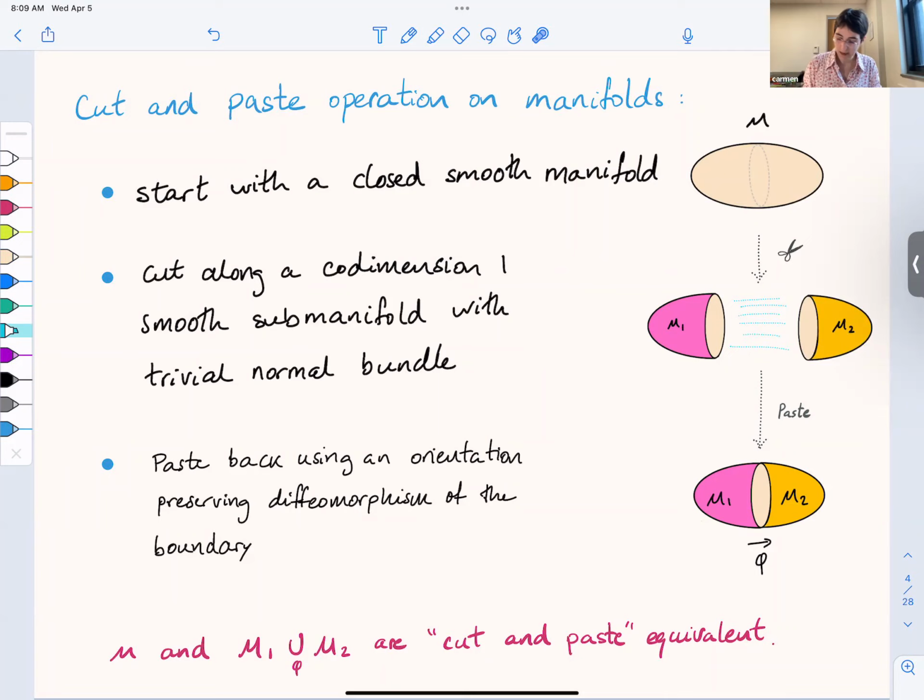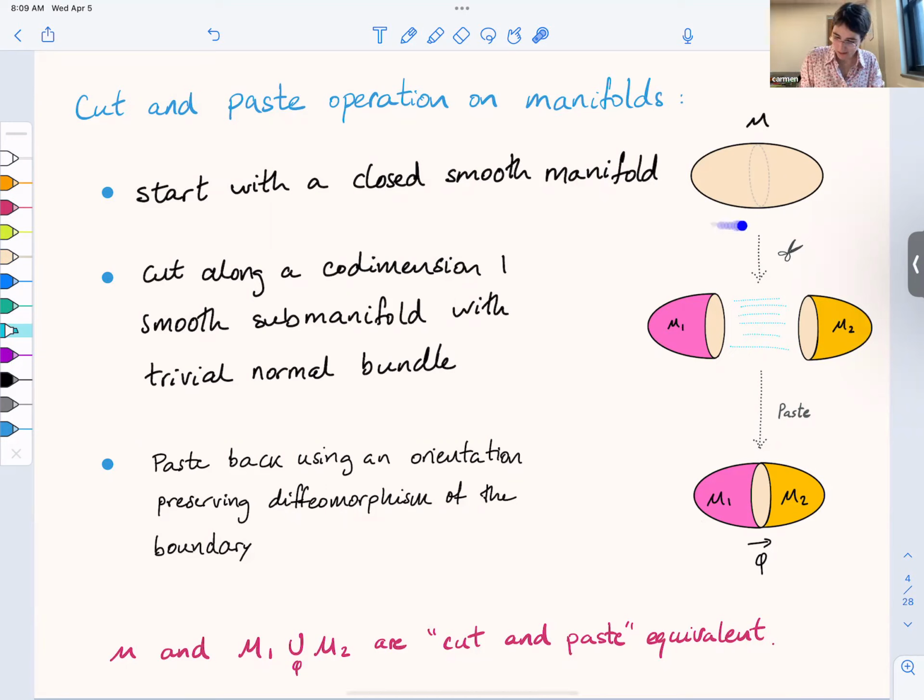And this cut and paste operation existed before this work, but this formal way of formalizing it was first explicitly written out by a group of authors, Karras, Kreck, Neumann, and Ossa. Okay, so what does it look like? The picture on the right-hand side is already very telling. Let's go step by step.